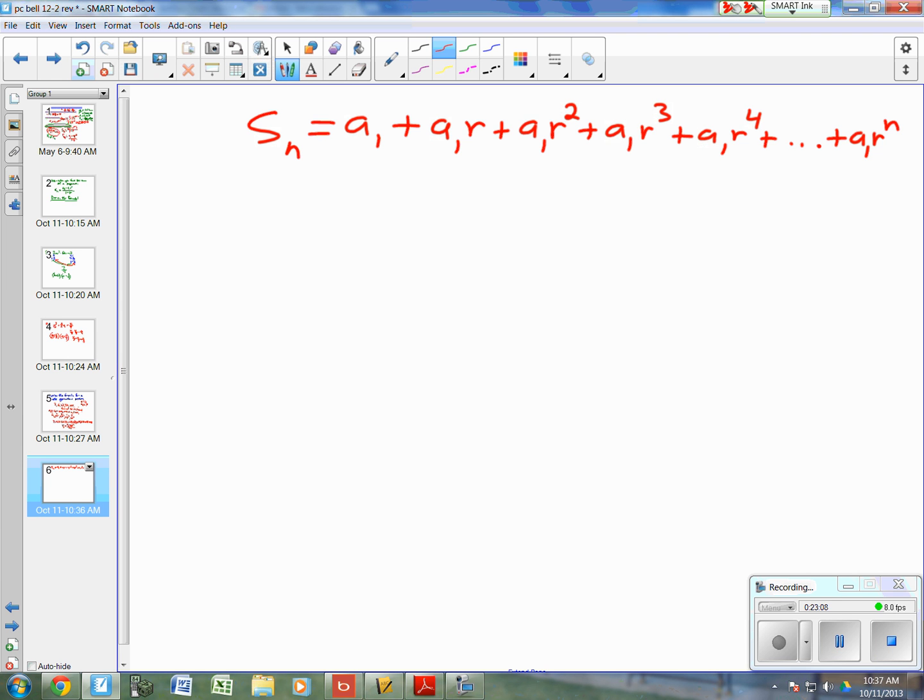We just talked about it. What does a sub 1 stand for? First term. Now, how do you get the next term in a geometric sequence? You times it by the common ratio. So the second term would be the first term times the common ratio.